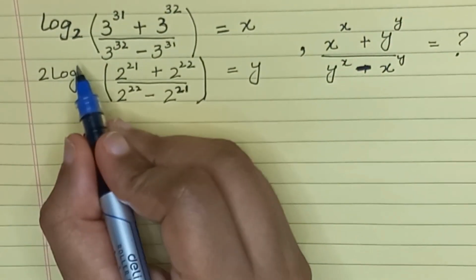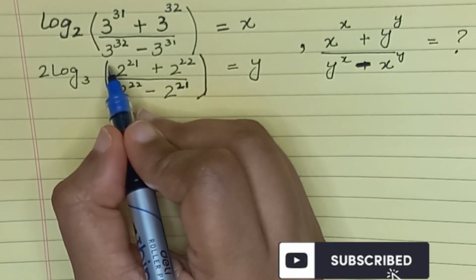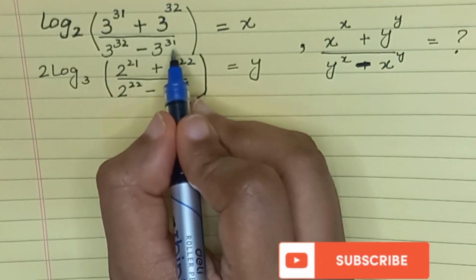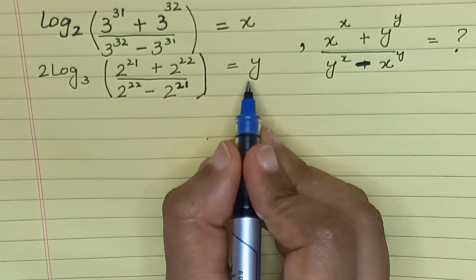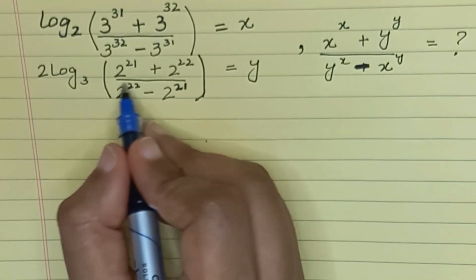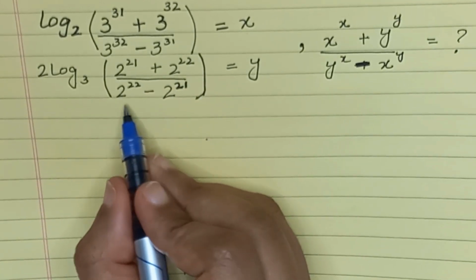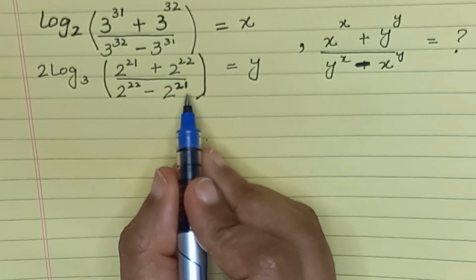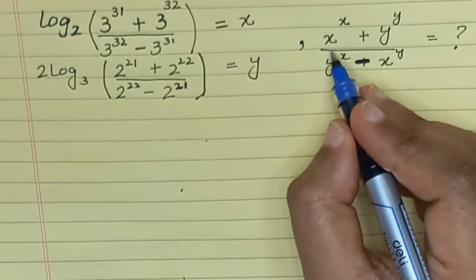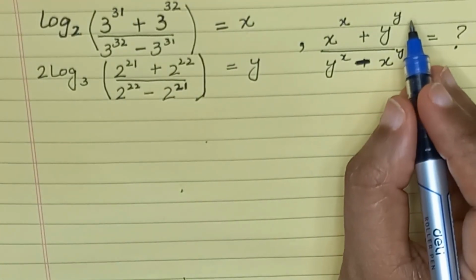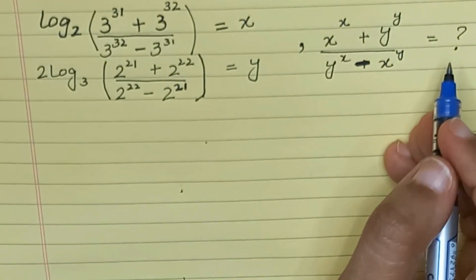Today I have a question. x is equal to log of (3^31 + 3^32) divided by (3^32 − 3^31), and similarly y is equal to 2 log of (2^21 + 2^22) divided by (2^22 − 2^21), and its base is 3. And we have to find (x^x + y^y) divided by (y^x − x^y).